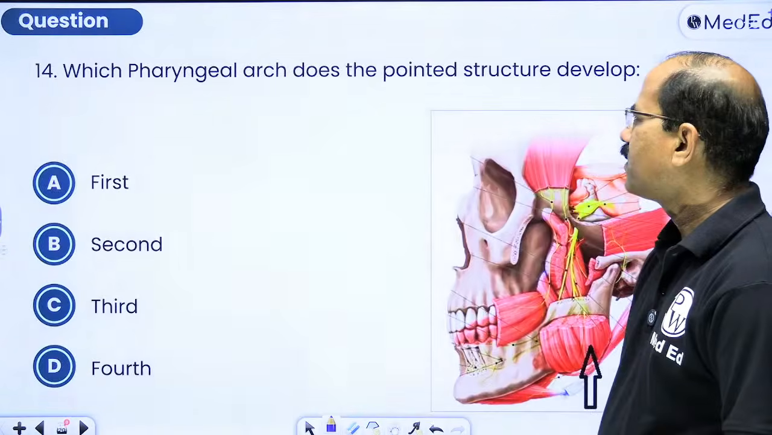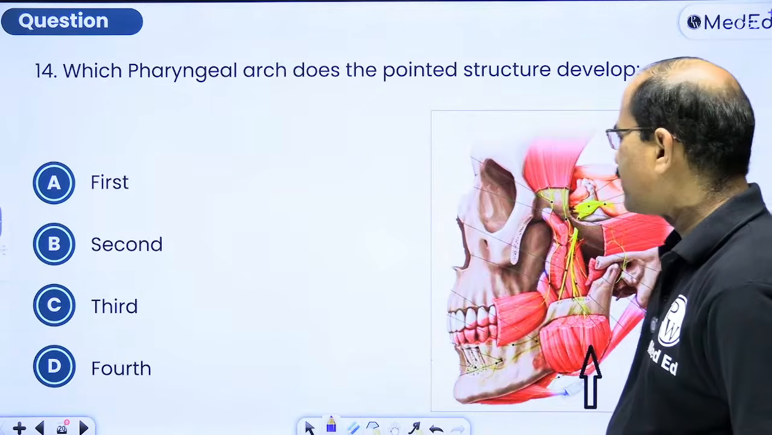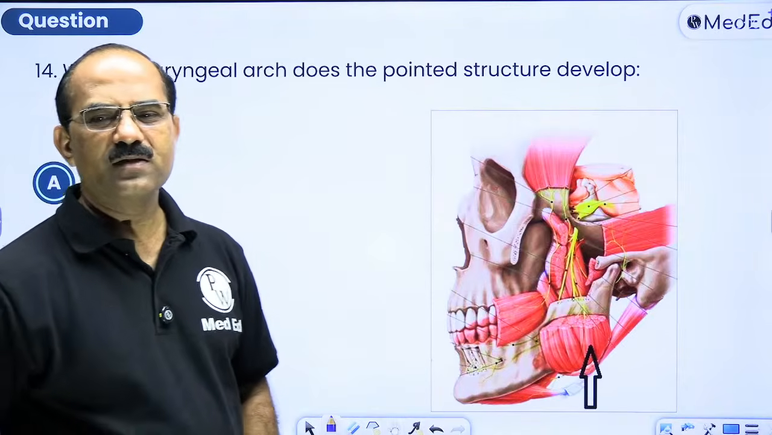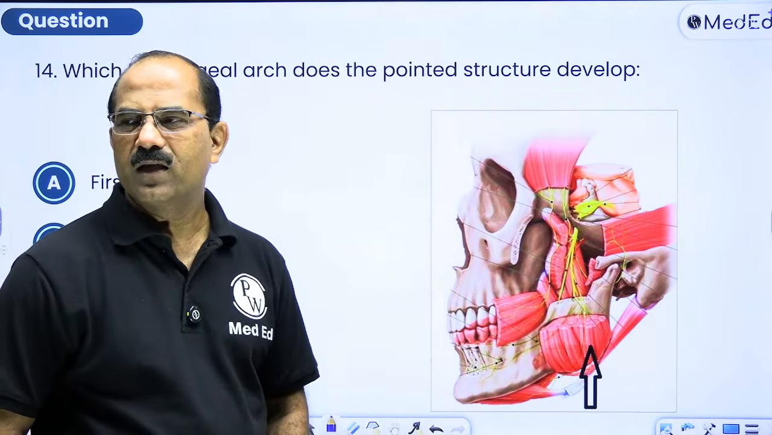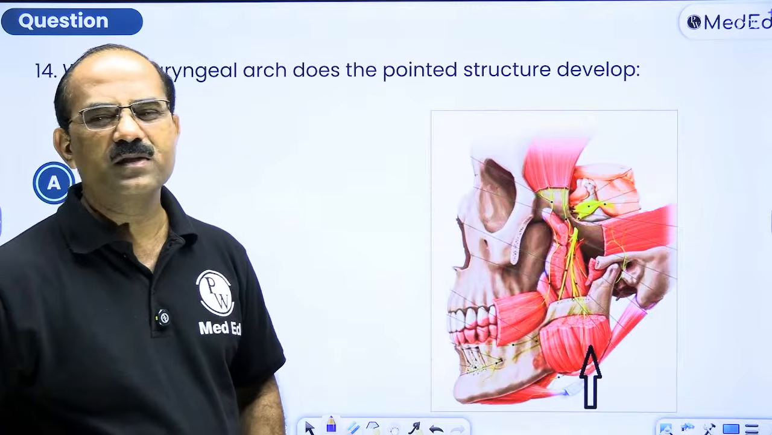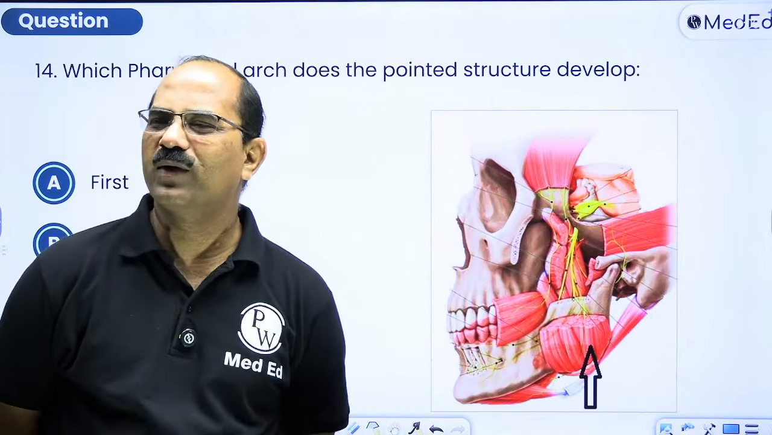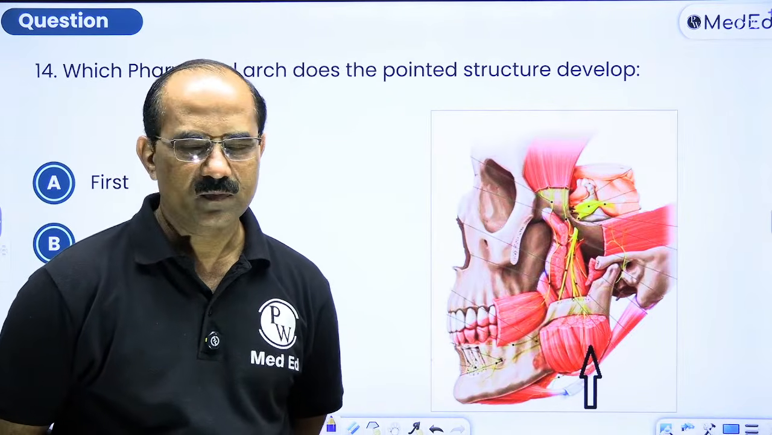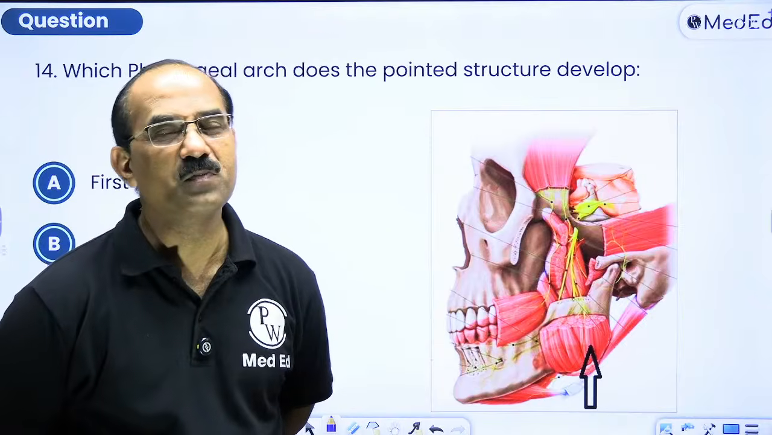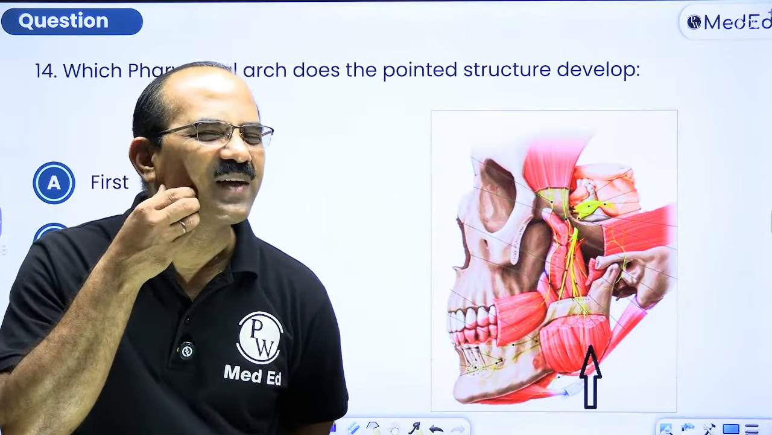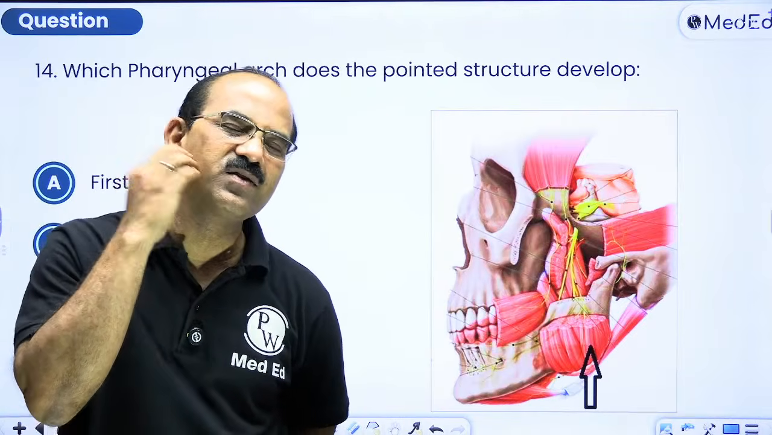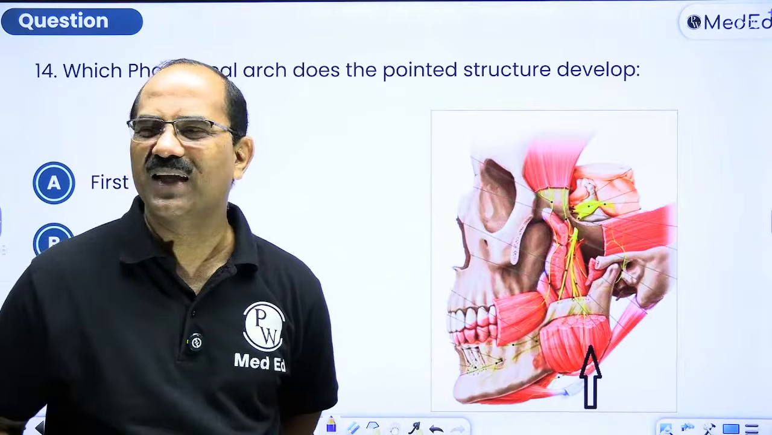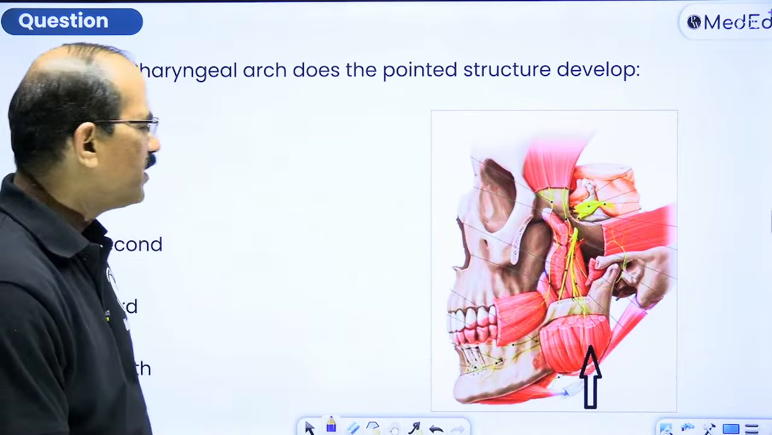Come on. Which pharyngeal arch does the pointed structure develop from? Answer this, it's easy. Tell me the muscle, what is that pointed muscle? Tell me the name of the muscle. Very good, all of you. What is the name of this muscle which is pointed, which is inserted on the angle of the mandible but on the outer side? That's the masseter.